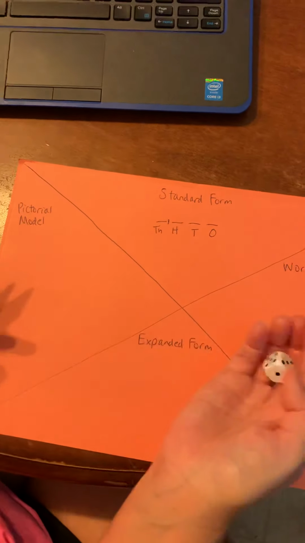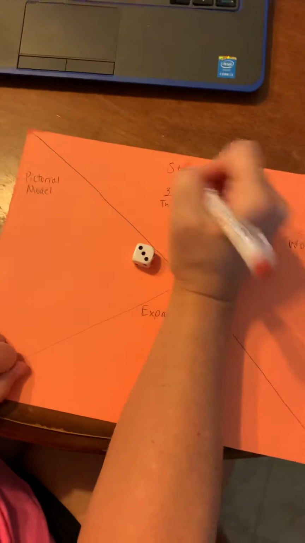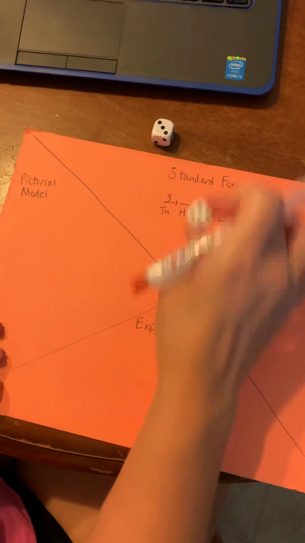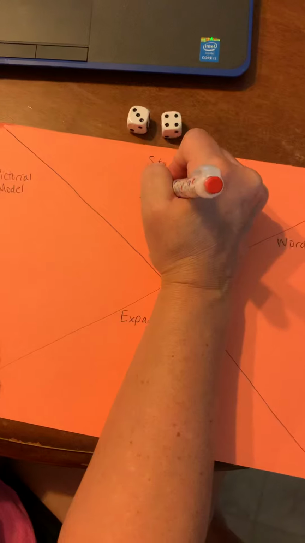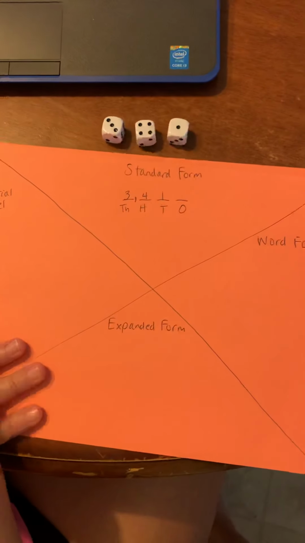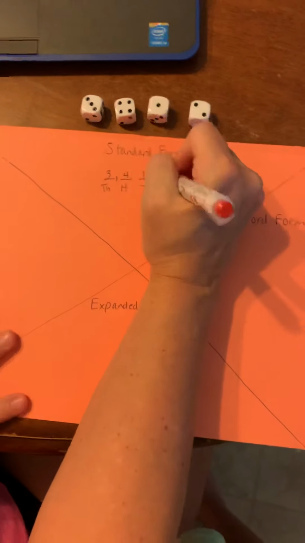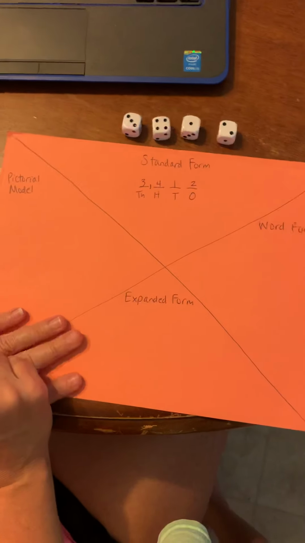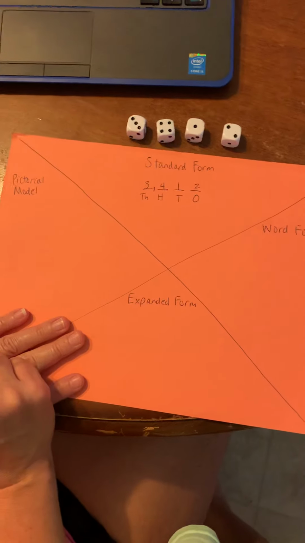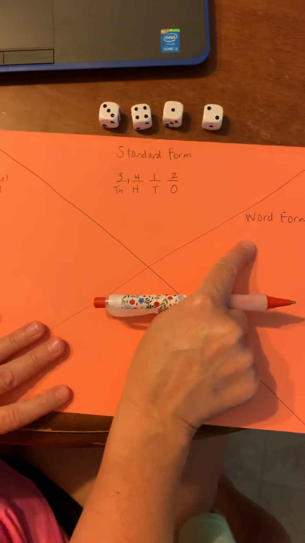First thing you're going to do is take your first die. I rolled a 3, so I'm going to put it in the thousands place. You're going to roll your second die. It's a 4. You're going to place it in the hundreds place. My third one is a 1, which means I have 10 in this number. And my last one, I have a 2. Okay, if I wanted to pronounce this number, it would be 3,412.